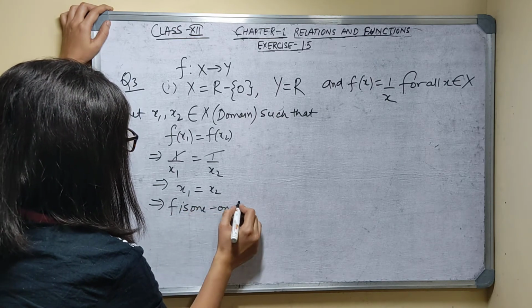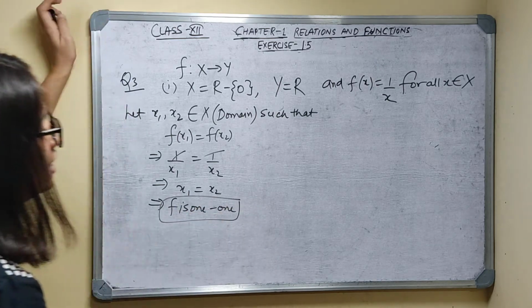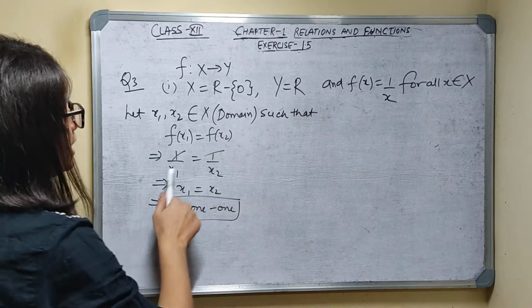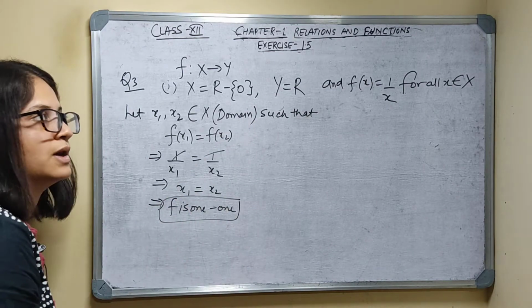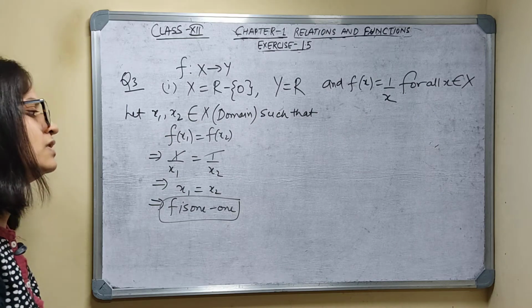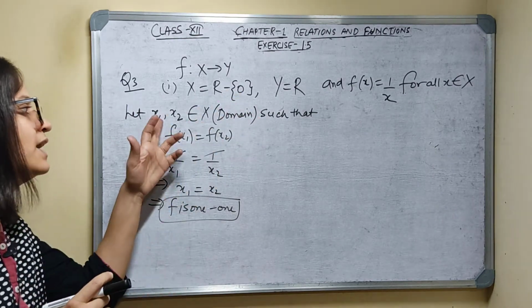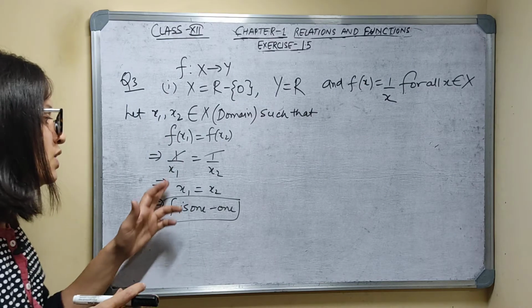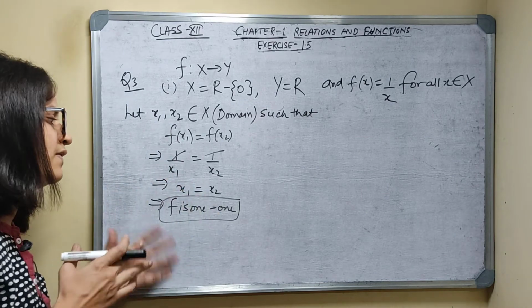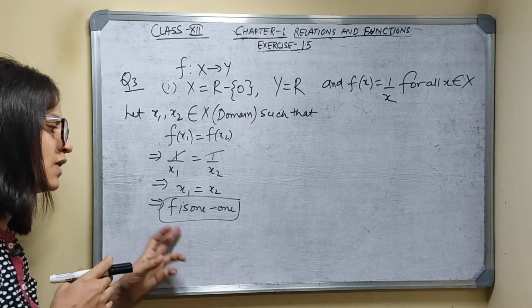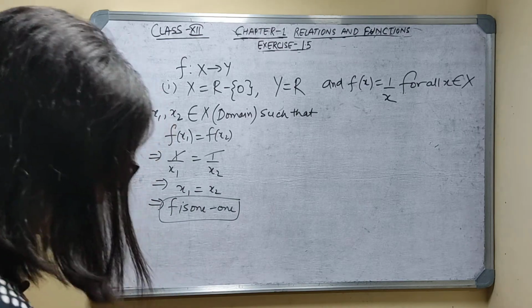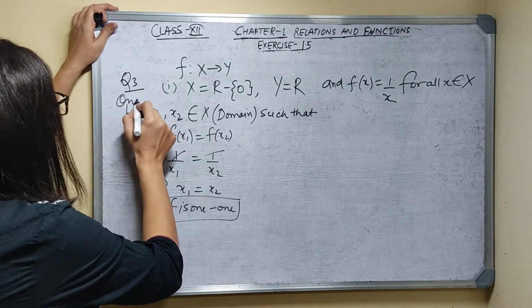So I can say f is a one-one function. Here x1 and x2 are equal. Is it clear? Here I can't take 0 because 0 is excluded, so I can't take x1, x2 as 0. So this we can define. In this case x1 and x2 will be equal, so f is a one-one function. That is clear. This we did for one-one.